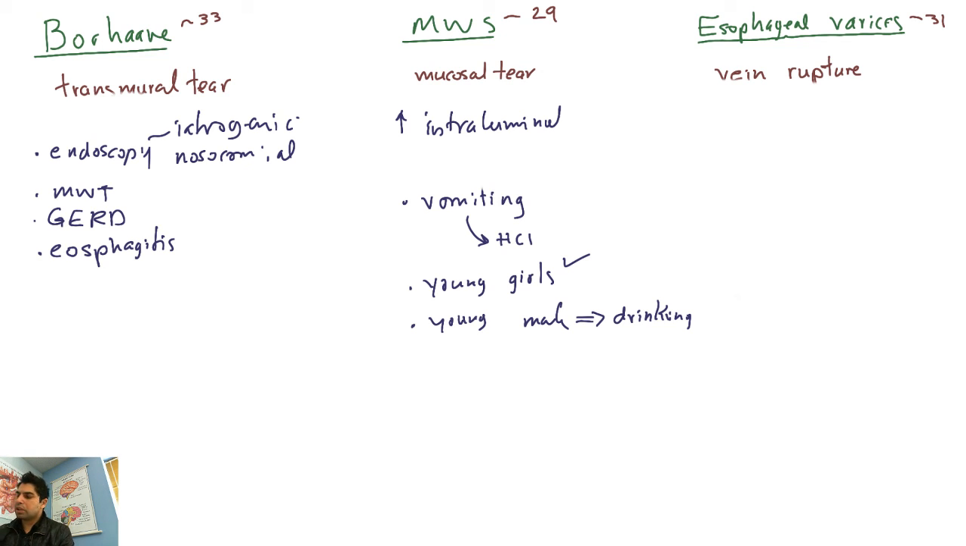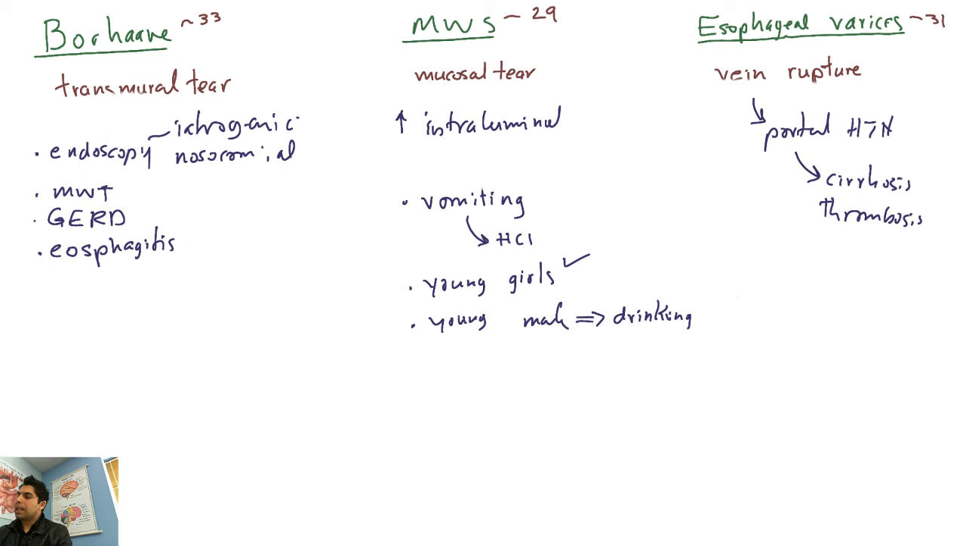Esophageal varices, we talked about it already. These are the risk factor or underlying cause of esophageal varices. Portal hypertension is the underlying cause, and the risk factors for portal hypertension are cirrhosis and thrombosis of the hepatic vein. Those are the two. Not portal vein, hepatic vein.